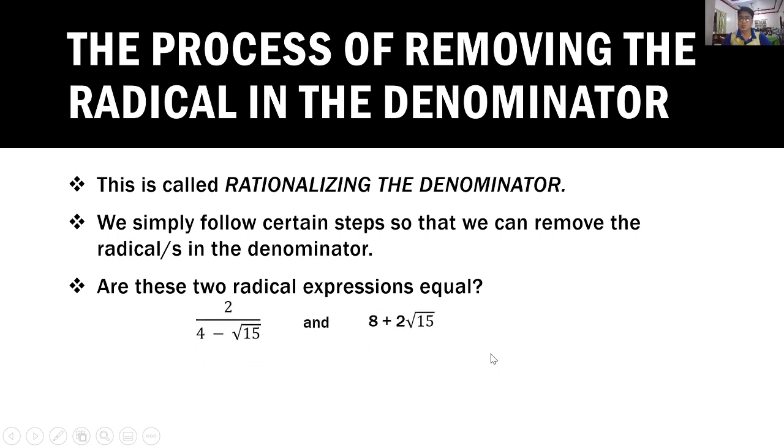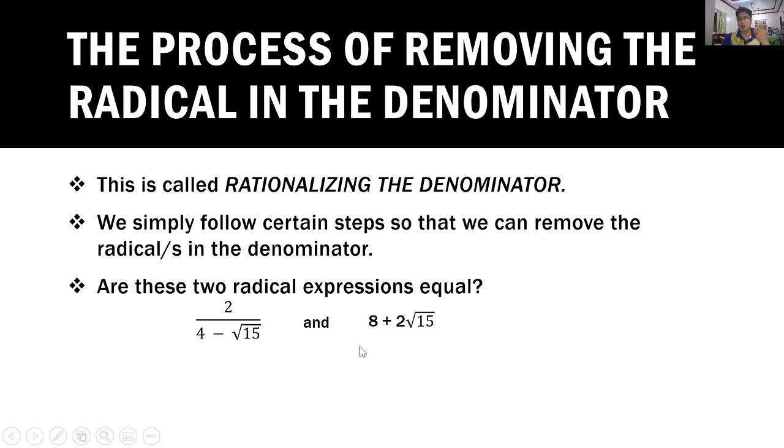These two. The first one is 2 over 4 minus the square root of 15. The second one is 8 plus 2 times the square root of 15. Now, if we do not have prior knowledge about radicals, sasabihin natin magkaiba. Unang-una, ocular inspection, iba yung numbers na present dito, maliban dito sa may square root of 15. But the signs are different.